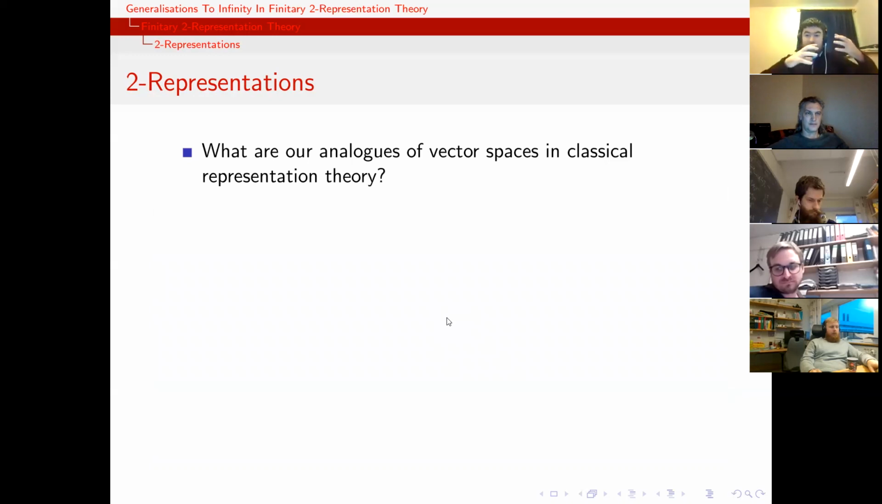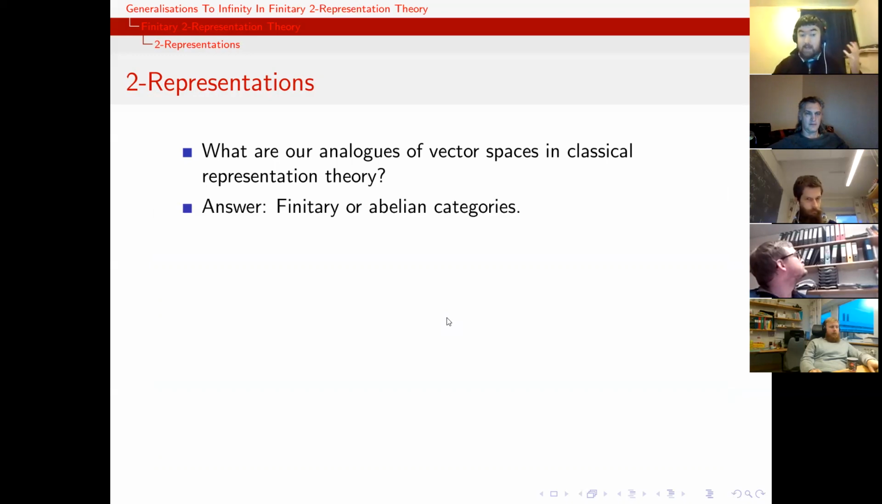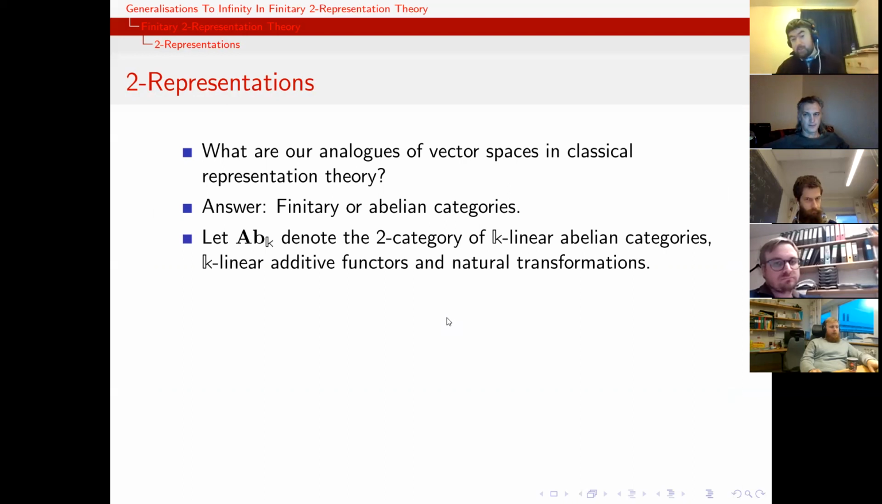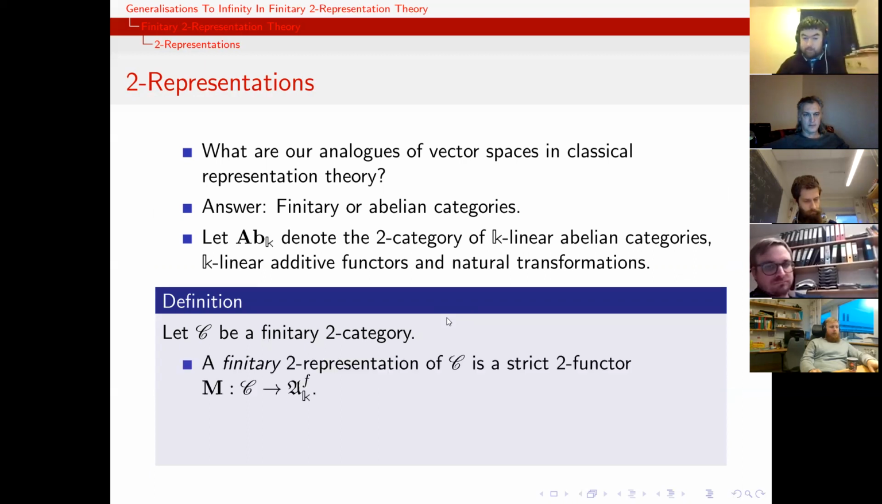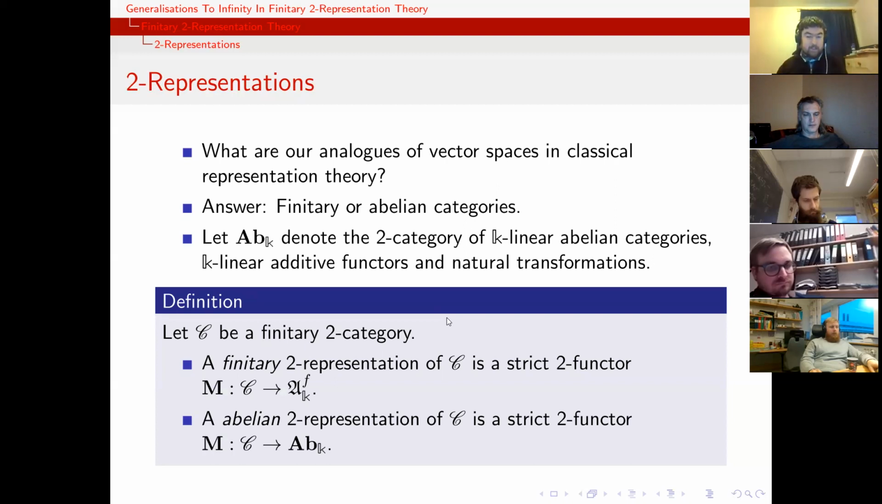So we have had these two-categories, these finitary, fiat, or whatever, two-categories, which are our complicated structure. We want to do representation theory. So what's the analog of vector spaces in classical representation theory, the simpler structures on which our complicated structure acts? And the answer, depending on the setup, will be either finitary or abelian categories. And as some notation, the two-category of k-linear abelian categories we will denote by Ab sub k. So let us take a finitary two-category. A finitary two-representation is a strict two-functor from our two-category to the two-category of finitary categories. And similarly, an abelian two-representation is a strict two-functor from C to the two-category of abelian categories.